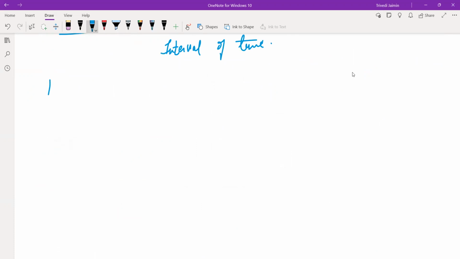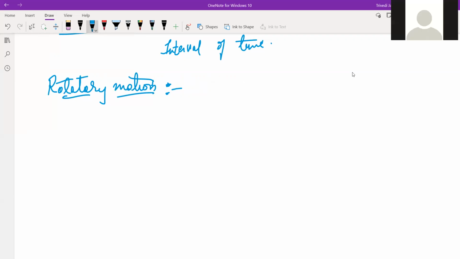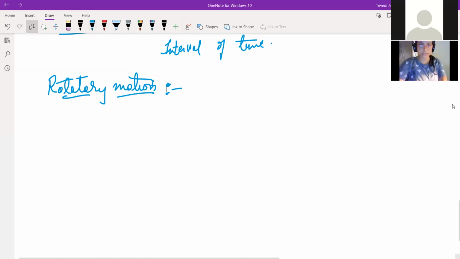So, rotatory motion. Sir, until now, what did you discuss before I came? We were discussing about this motion only. Yeah. Can someone say about this rotatory motion? Sir, what is rotatory motion? Can you repeat, sir? What is rotatory motion?